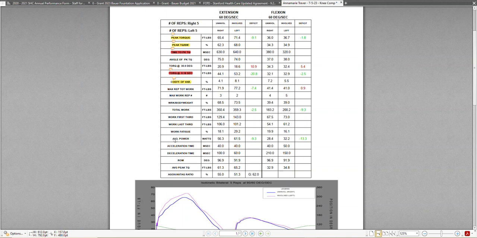Okay, average power, again, something that's captured. I don't take much stock in the watt output here, but it is otherwise captured. Again, acceleration and deceleration time, nice to know. I don't have any clinical relevance for this. Range of motion just tells you the arc that was set for that knee.